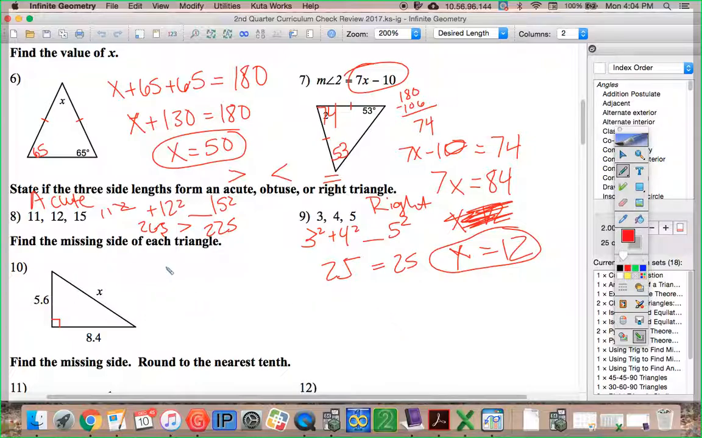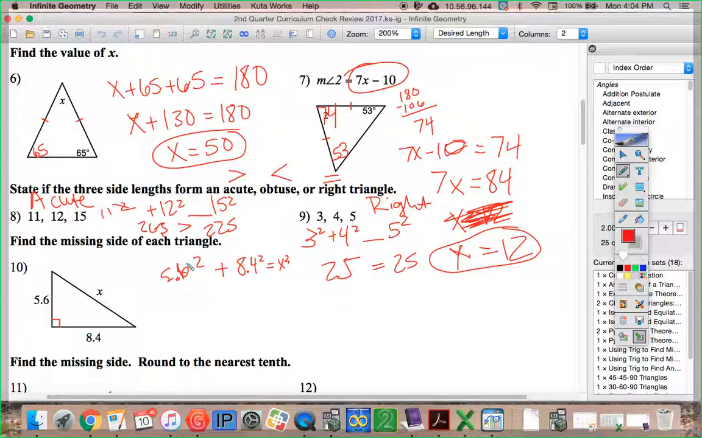This is Pythagorean theorem because we know two sides and we're looking for the third side. So do 5.6 squared plus 8.4 squared. That should equal x squared.